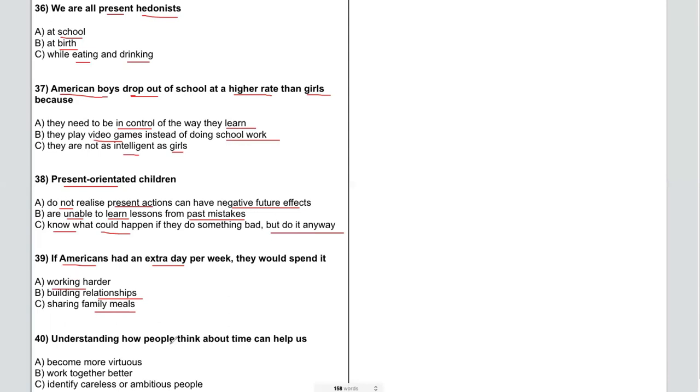And the last one, understanding how people think about time can help us become more virtuous, work together better, and identify careless or ambitious people. Okay. And so same idea here, virtuous is specific, work together is specific, identify people is also specific. All right, so we have just done steps 1 and 2. You might think this took a bit of time. It did, just because I wanted to make sure you understand the rationale behind which words are being underlined, but expect to do this in about 10, 15 seconds in the actual exam, because remember, you will also have another section.